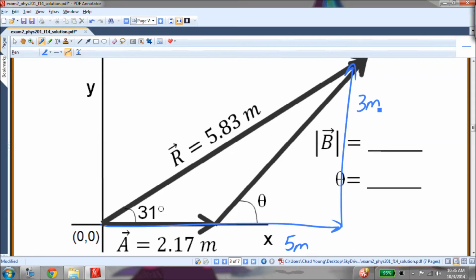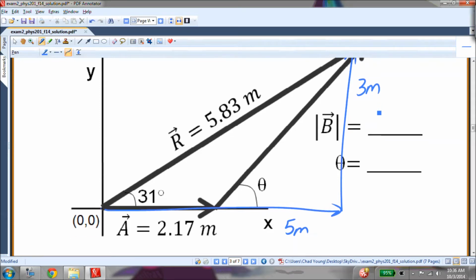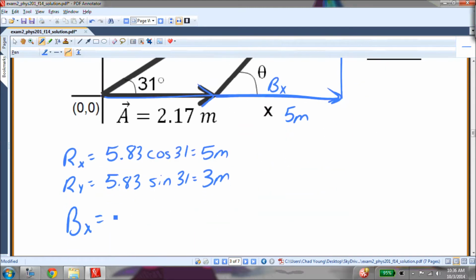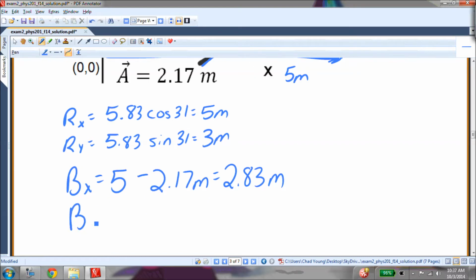Okay, now with that, I know that A, the vector A, makes up a portion of that, and then the remainder is going to be the x component of B. And then the y component of B will be right here. So I can say that Bx then is equal to 5, that's Rx, minus 2.17. That's 2.83 meters. And then, of course, By, the vector A had no y component, so By has to make up all of the y component of the vector R. It's going to be equal to 3 meters.